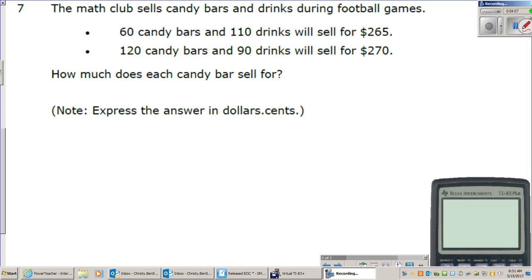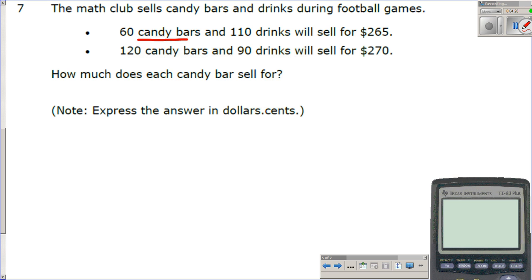Okay, and number 7, the math club sells candy bars and drinks during football games. 60 candy bars and 110 drinks will sell for $265. 120 candy bars and 90 drinks will sell for $270. How much does each candy bar sell for? So we have two different scenarios. We have our candy bars and we have our drinks. So I'm going to define variables, and I will use C to represent candy bars, and I will use D to represent drinks.